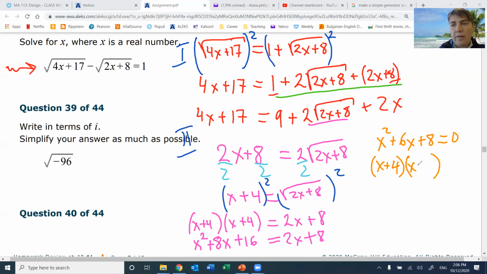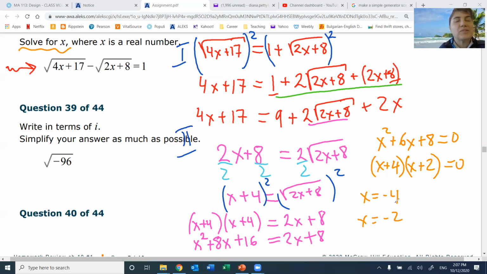Right. So the solutions are, what are the solutions? The zeros. Because you're supposed to solve it, right? It says solve. So x equals minus 4 and x equals minus 2. However, you're not done yet.